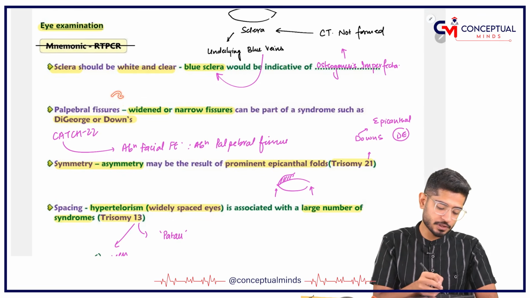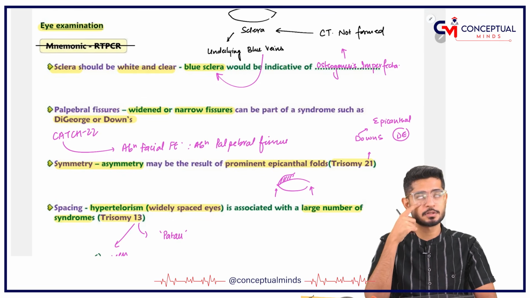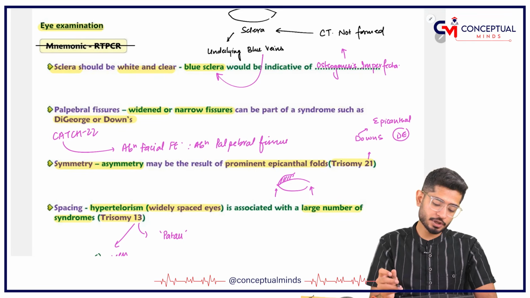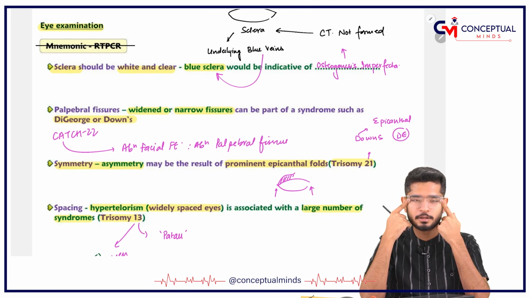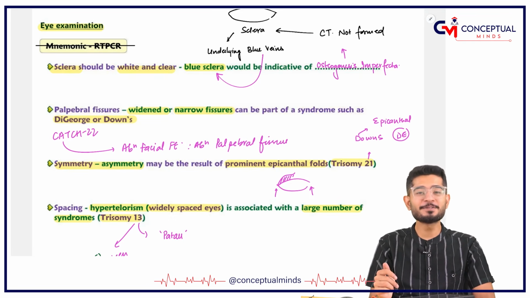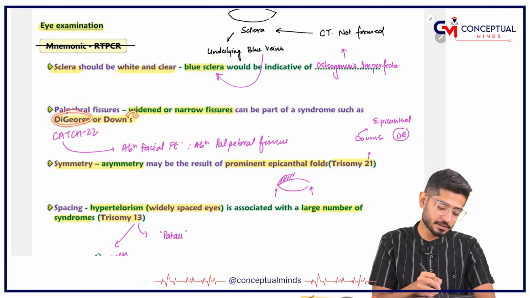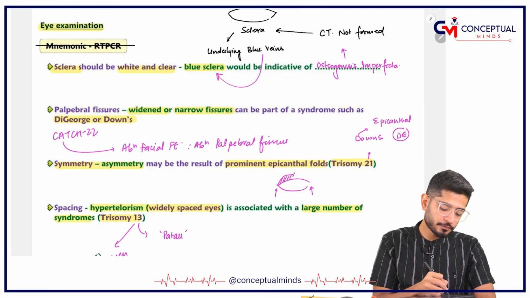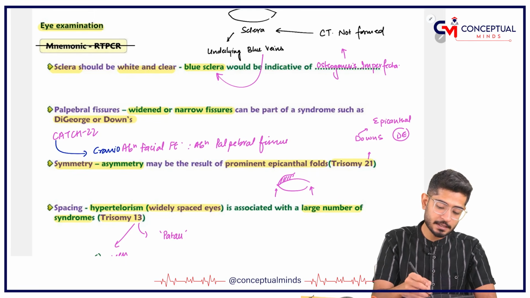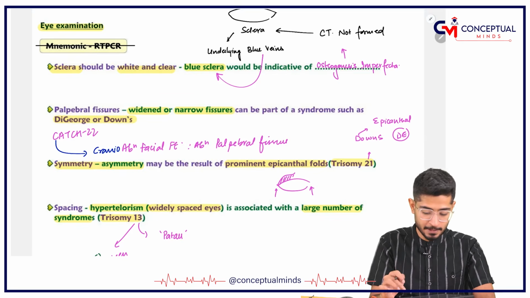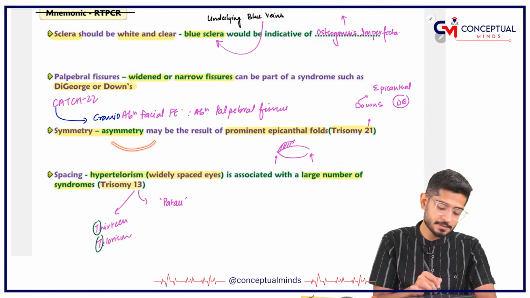Coming on to the palpebral fissures. What is the palpebral fissure? This is the upper eyelid, this is the lower eyelid. The fissure in between both is called the palpebral fissure. These palpebral fissures can be narrowed, just like this. This narrowed palpebral fissure is seen in DiGeorge syndrome or Down syndrome. If you know the catch-22 mnemonic, the C is the craniofacial abnormalities, and that is the abnormal, narrow palpebral fissure which is seen. Alright. Symmetry. Sometimes the epicanthal folds.